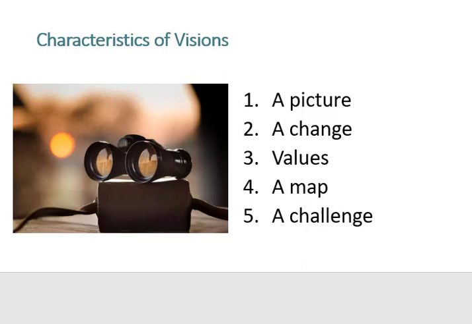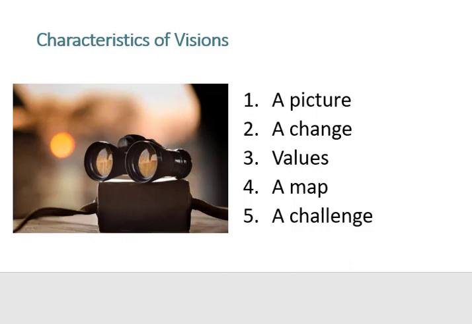When we talk about visions, it's important to understand their characteristics. The book covers these five really well. So a vision is literally a vision. It's a picture of the future. It can be a change in a new direction. It reflects an organization's values. It serves as a map, and it can be a challenge statement where you're challenging people to commit to or do something really worthwhile.